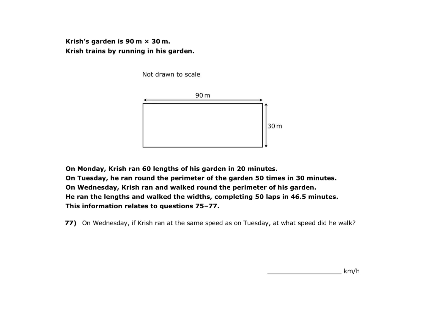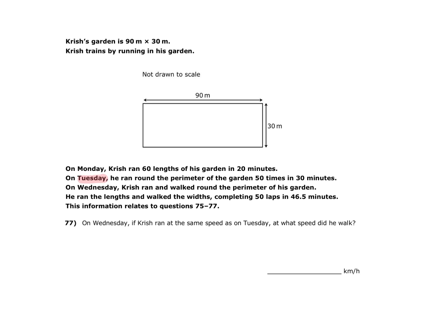On Wednesday, Krish ran and walked round the perimeter of his garden. He ran the lengths and walked the widths, completing 50 laps in 46.5 minutes. This information relates to questions 75 to 77. Question 77: On Wednesday, if Krish ran at the same speed as on Tuesday, at what speed did he walk?